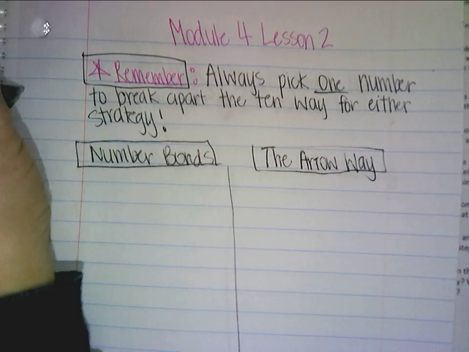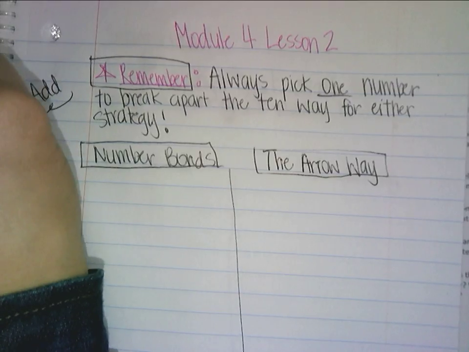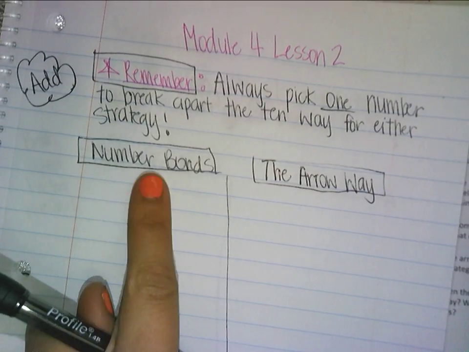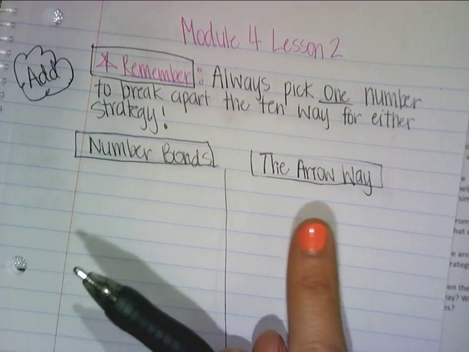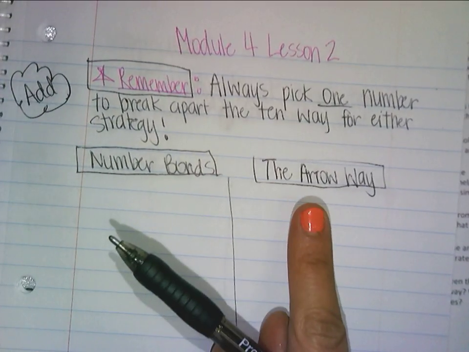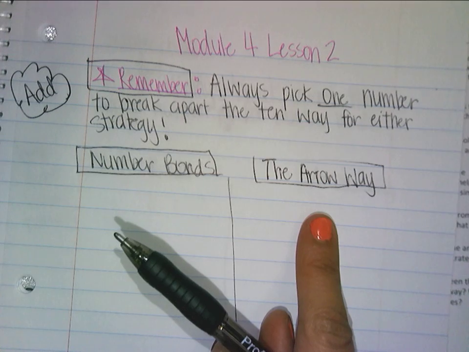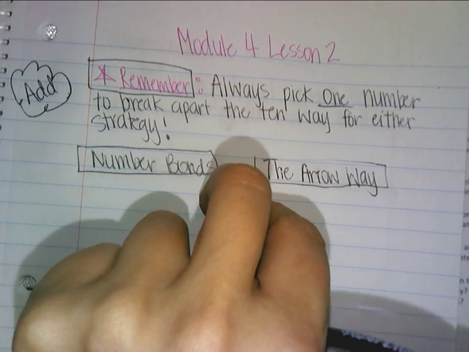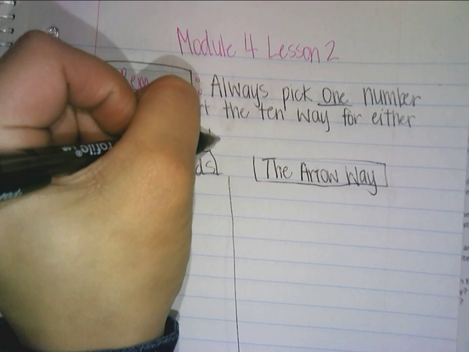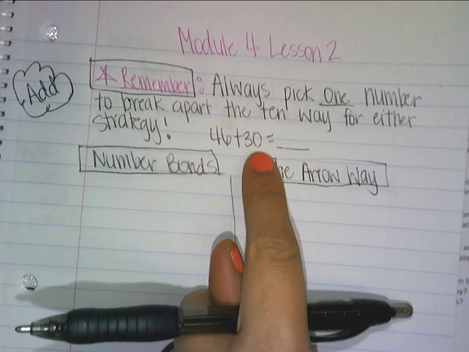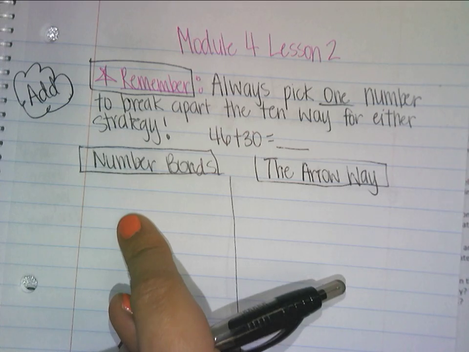So first we're going to do addition. There are two different strategies: number bonds, which you've already learned from Module 1, but I'll refresh your memory right now, and the strategy we just learned from Lesson 1, which is the arrow way. For both strategies, I'm going to use the same equation, 46 plus 30. So first I'm going to start with number bonds.